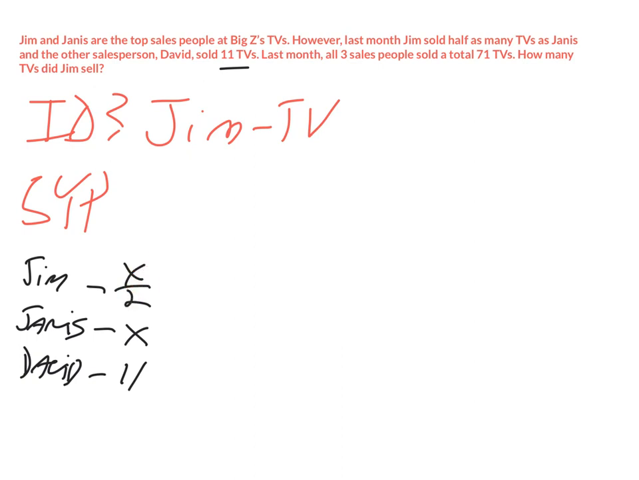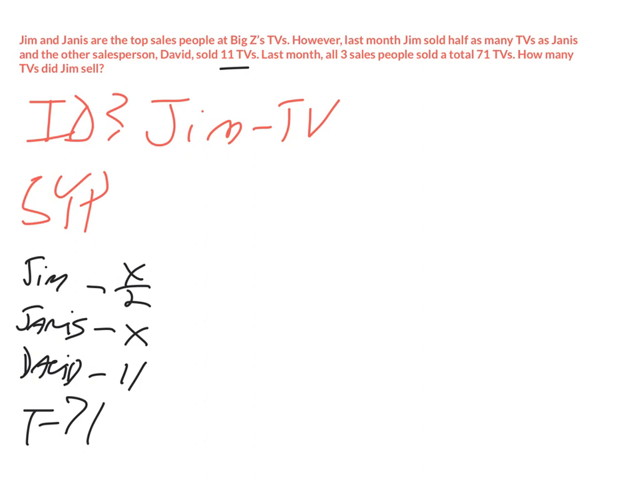Okay, and then the total of TVs that they sold all together is 71. So I'm going to put T for total and 71 TVs. So now we've identified the question. We're trying to find out how many TVs Jim sold. We stated our path. We just pulled all the information out of the problem and listed it here. Now we have to take this and put this in the equation so that we can figure it out.